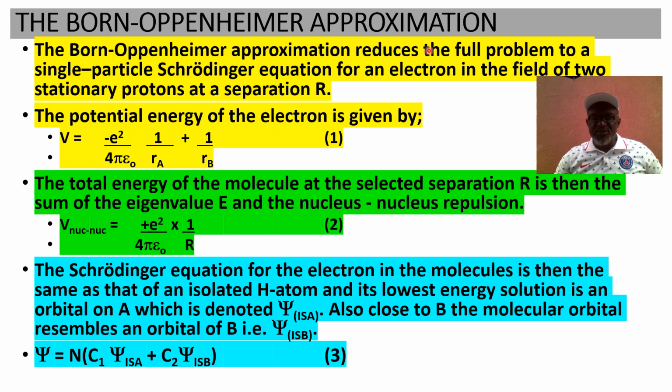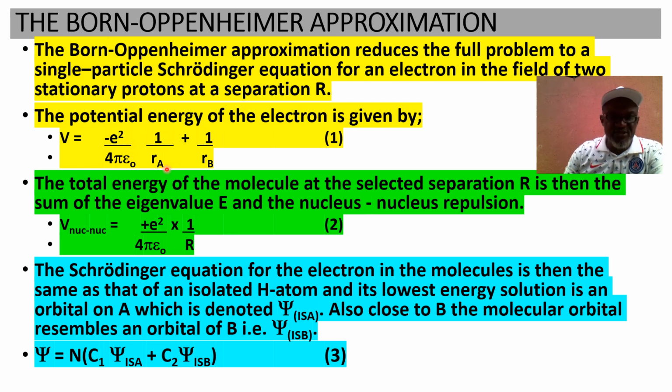Now, the Born-Oppenheimer approximation reduces the full problem. When we apply that, we are looking at only one electron instead of a Schrödinger equation for two protons and an electron. So it reduces the full problem to a single-particle Schrödinger equation for an electron in the field of two stationary protons at a separation R. Therefore, the potential energy of this electron is given by V equal to, remember our constant again, 1 over 4 pi epsilon 0. We've made this before. Minus e squared is because of the charge of the electron and the proton.